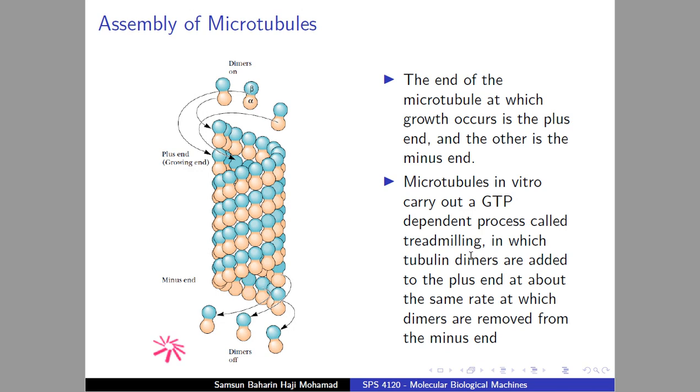Microtubule in vitro carries out a GTP dependent process called treadmilling, in which tubulin dimers are added to the plus end at about the same rate at which the dimers are removed from the minus end. Here we can see that this one dimer can attach back when it is at the plus end. It is like a railway track: we take the back part, connect it to the front, again and again. So this microtubule, or railway track, can move forward.